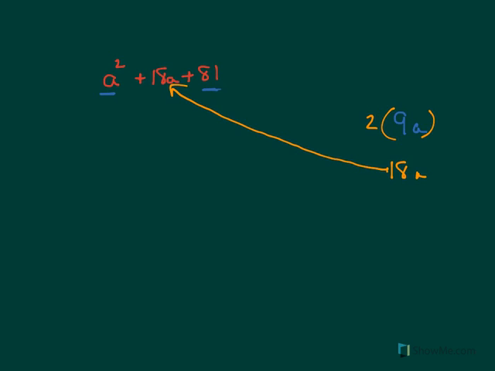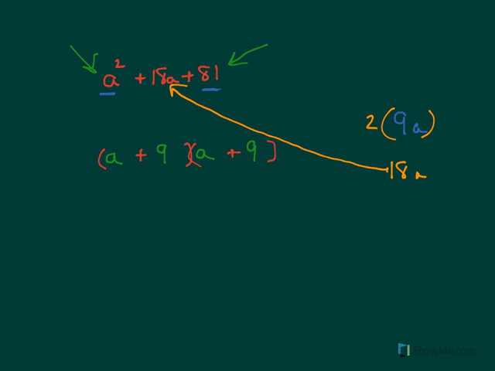So to factor this, we know it's going to be a plus sign. And then we're just going to go ahead and put in the square roots of the first term and the last term. So if we look at the square root of a squared, that's going to be a. So a times a is making the a squared. And if you square root the 81, then we get 9.